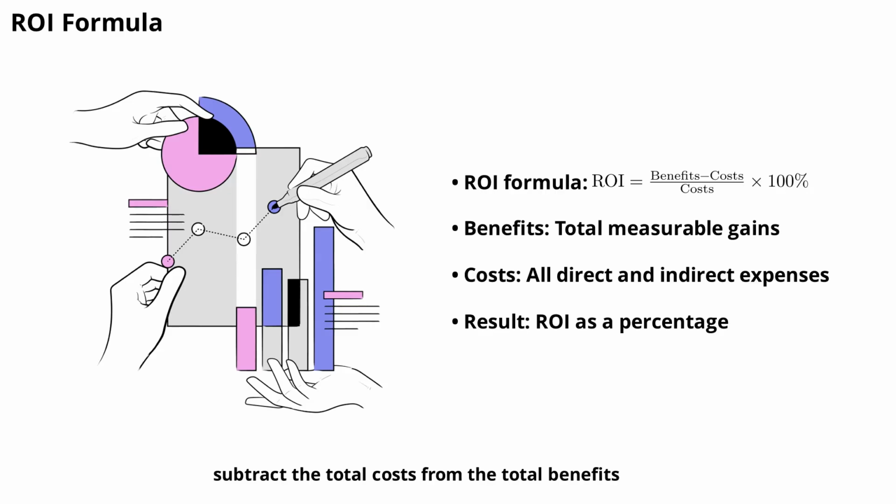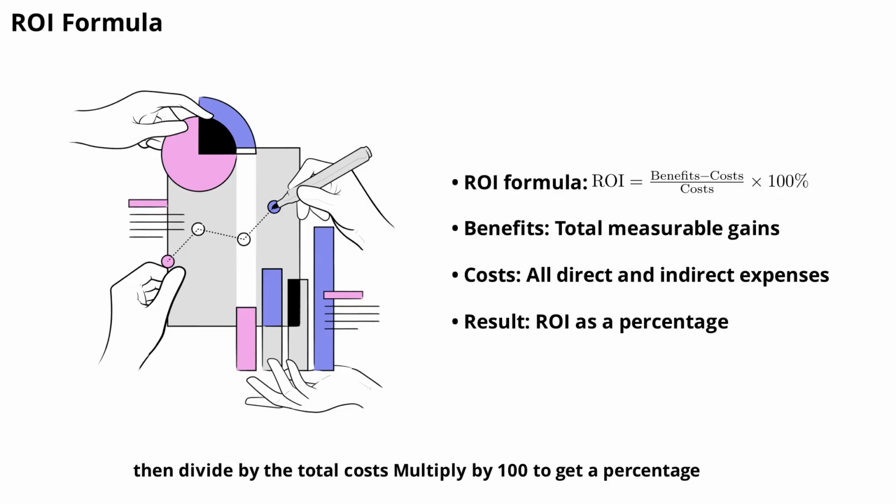Subtract the total costs from the total benefits, then divide by the total costs. Multiply by 100 to get a percentage. In other words, ROI equals (benefits minus costs) divided by costs, times 100%. This formula gives you a clear, comparable metric to evaluate the value of your knowledge base software investment.